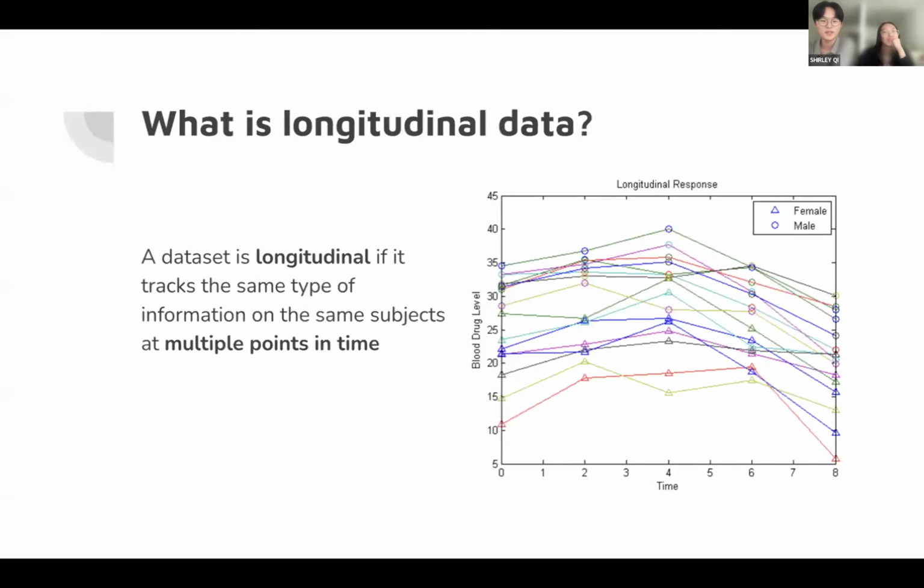So first, what is longitudinal data? We say that a data set is longitudinal if it tracks the same type of information on the same subjects at multiple points in time. In this plot here, each line represents a subject, and it's taking repeated measurements of blood drug level over the course of time.